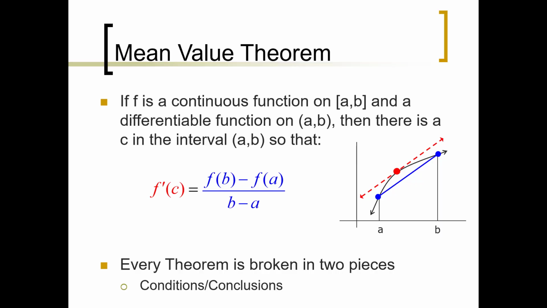Now every theorem is broken into two pieces, its conditions and its conclusions. In order to use the mean value theorem, we must first convince ourselves that the function is continuous on a closed interval and it's differentiable on the associated open interval. We can then get the conclusion that c exists. It doesn't tell you how to find c, except that it's an equation that you could solve for c if you wanted to. But oftentimes we don't care. We're just wanting to know that such a c exists.